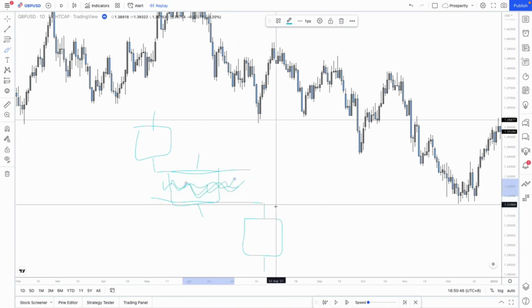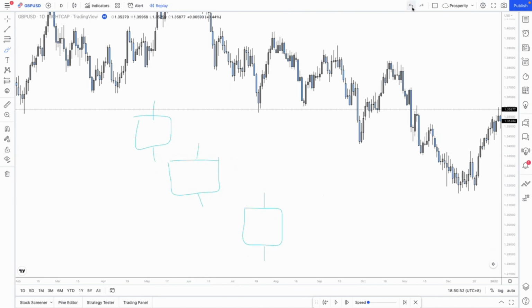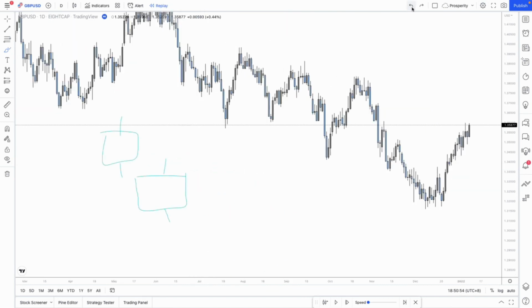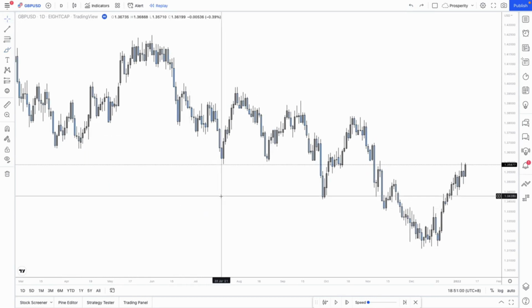Inefficiency. This is simply where this candle hasn't touched this candle, which means that at some point in this market there was so much volume incoming into the market or outflowing, depends on the scenario. The same is true in reverse.